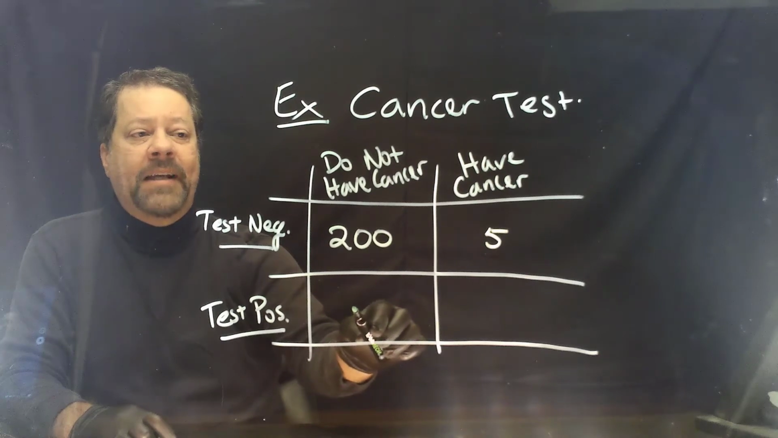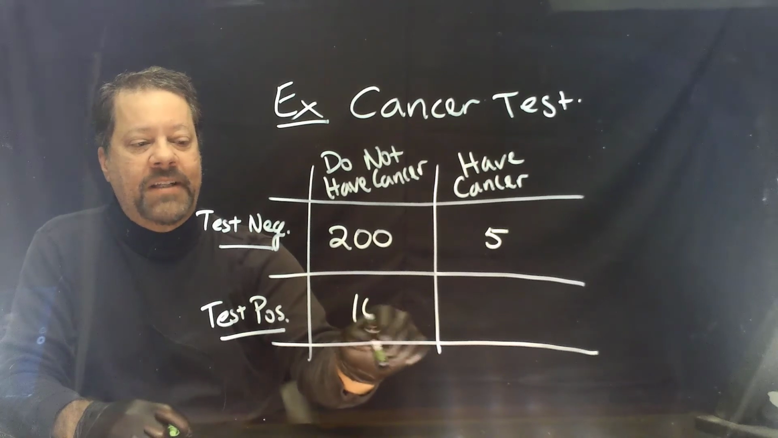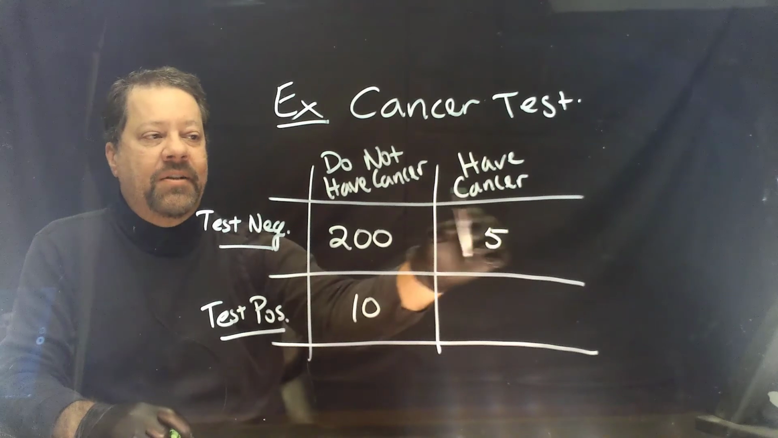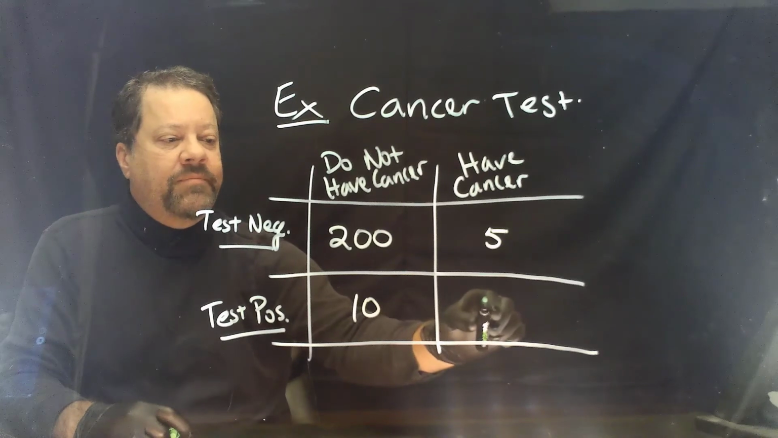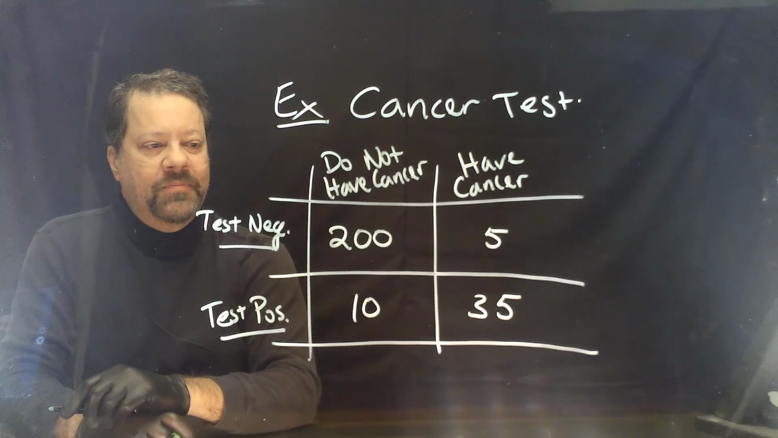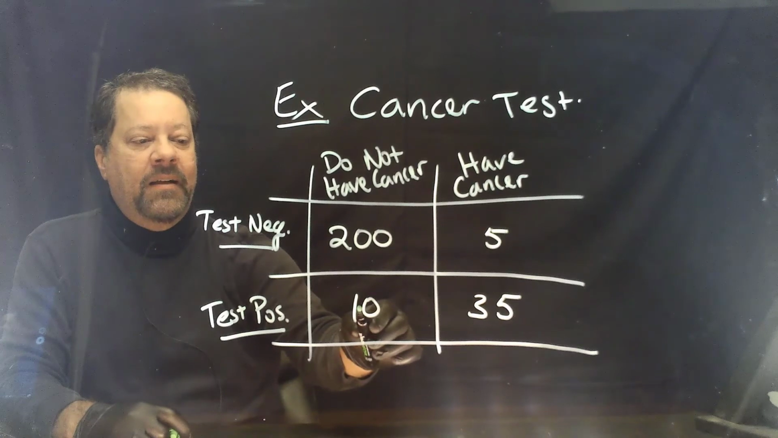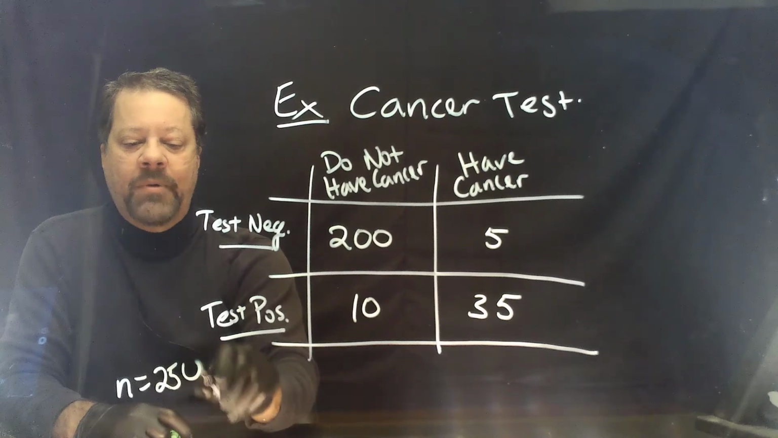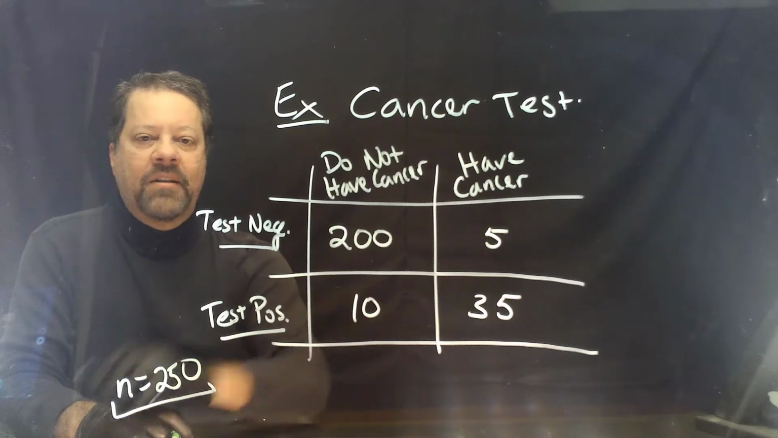Those who test positive for cancer and yet later are found not to have cancer at all, let's suppose we have 10 in this group. And those who test positive for cancer and actually have cancer, let's suppose that there are 35 in this group. We have 250 individuals altogether. So we perform the experiment 250 times, and these are the results that we end up with.